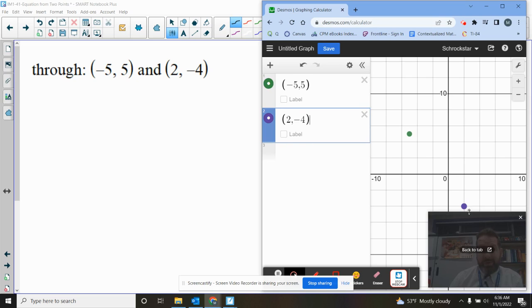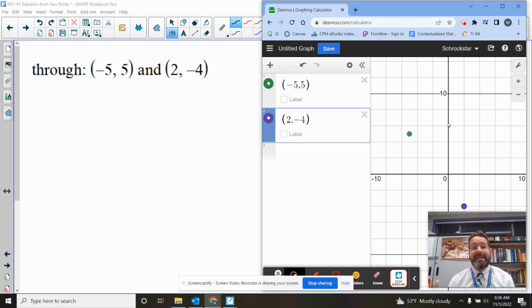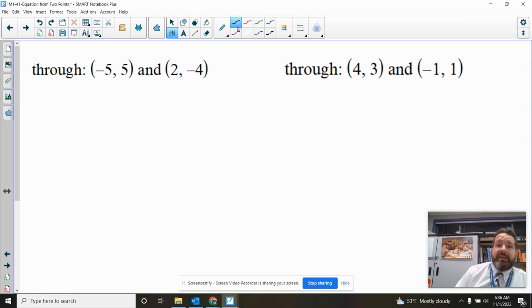This line's going to go down. That would mean that my slope should be a negative number. If I don't get a negative number, I know I've made a mistake. Let's now go back and do this slope calculation.